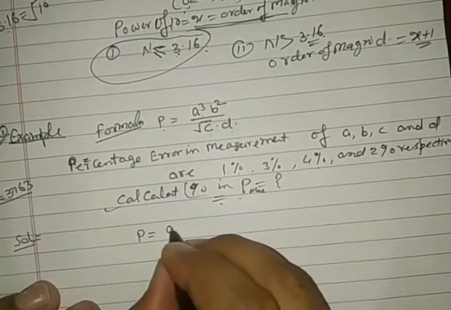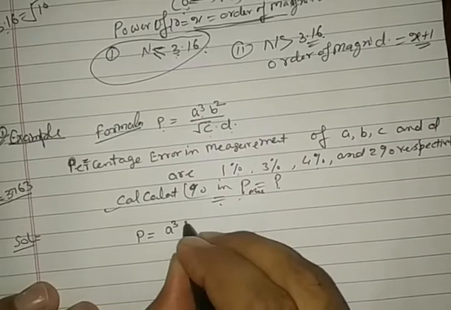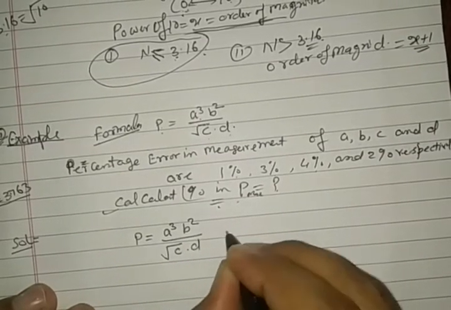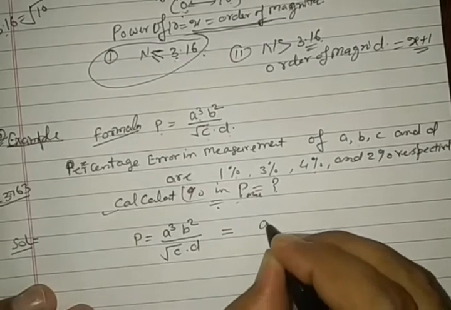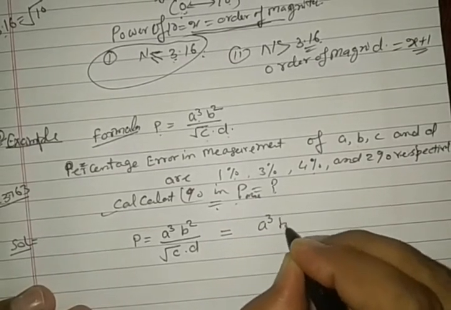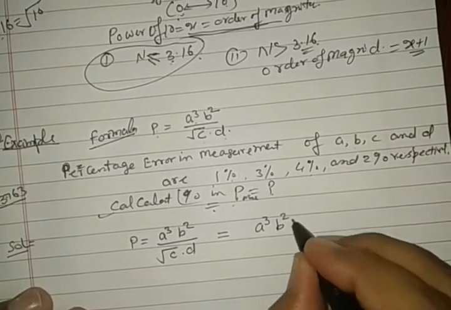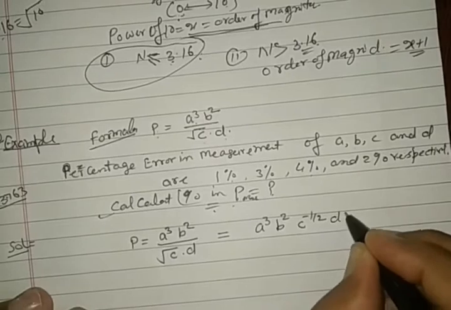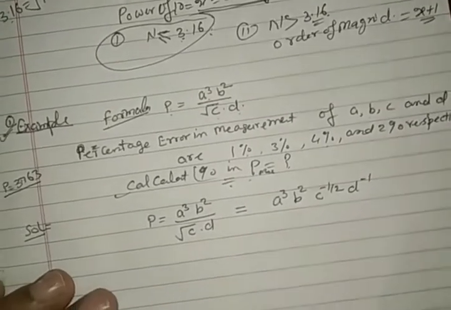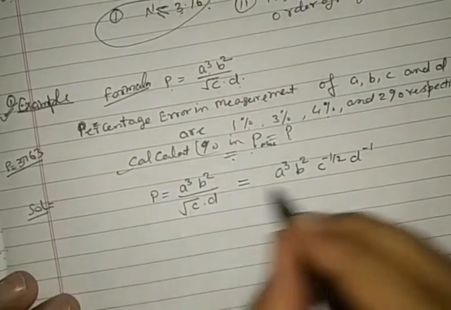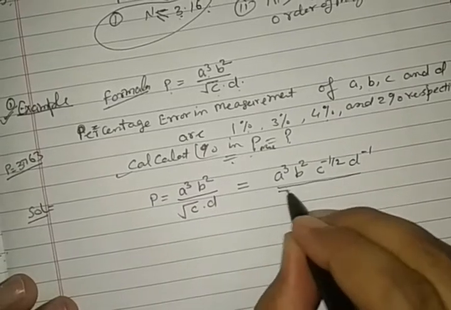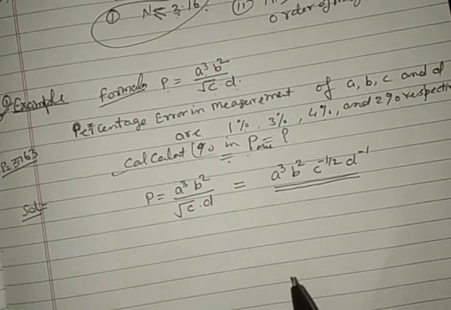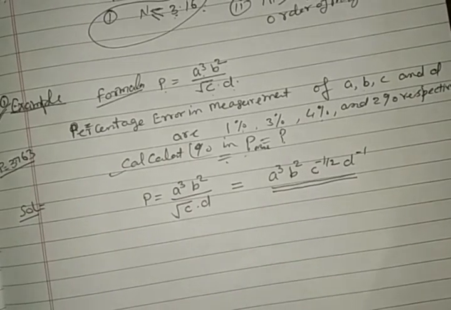The formula is given as a to the power 3 b to the power 2 under root c into d. In a simpler way it can be written as a to the power 3 b to the power 2 c to the power minus 1 by 2 and d to the power minus 1. The formula can be written in this form also. See how I am deriving the formula to calculate percentage error from the given formula.